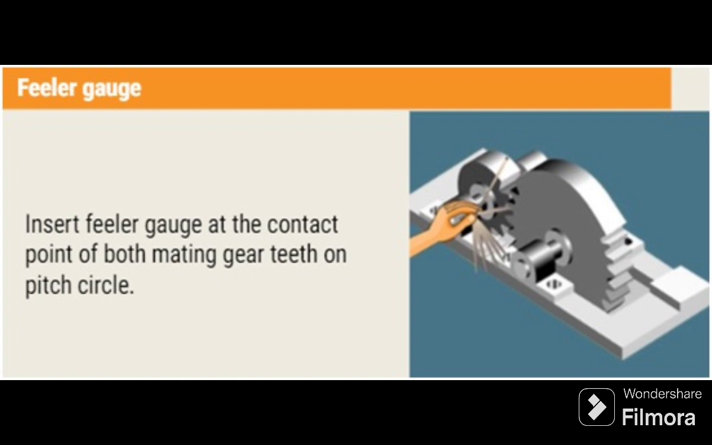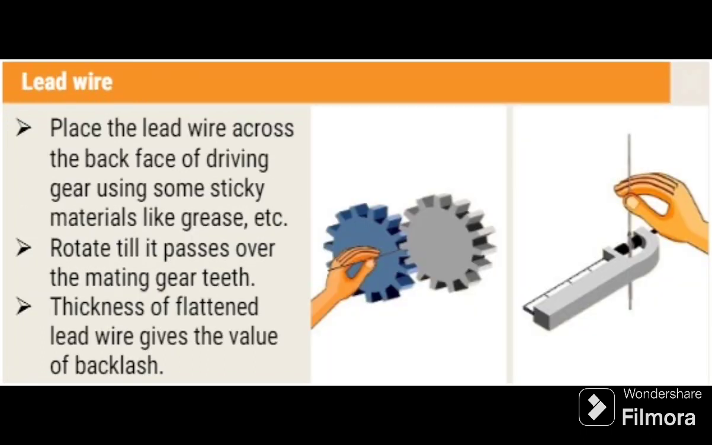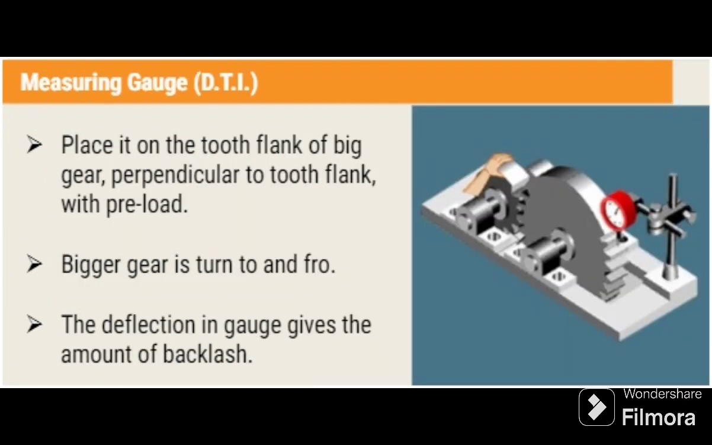The backlash can be measured directly by inserting filler gauge at the contact point of both mating gear teeth on pitch circle. Lead wire is placed on the tooth flank of driving gear as shown in the sketch and rotated till it passes over the mating gear teeth. The lead wire will be flattened. The thickness of flattened lead wire is measured. This gives the value of backlash.